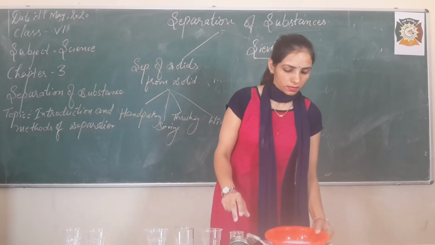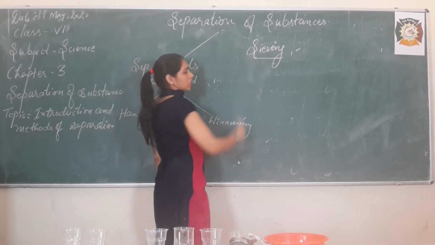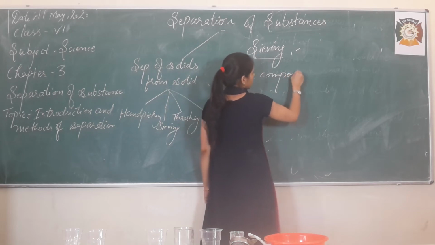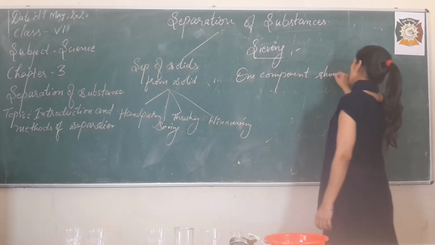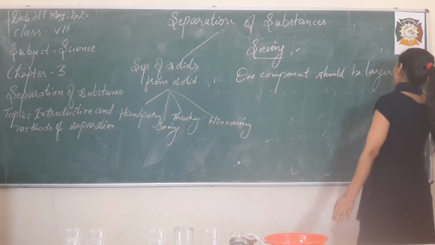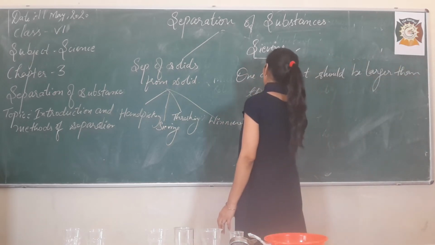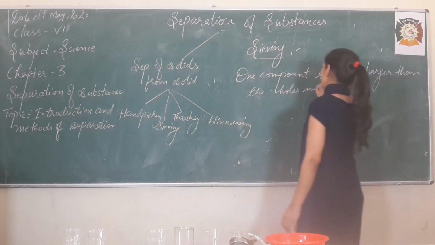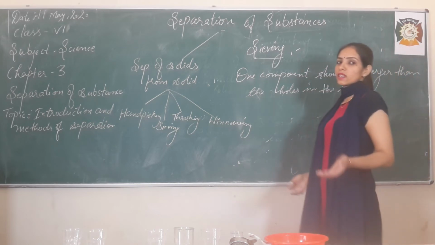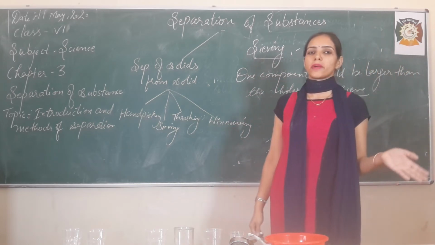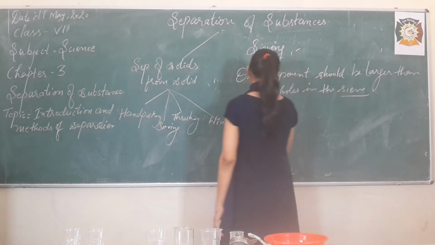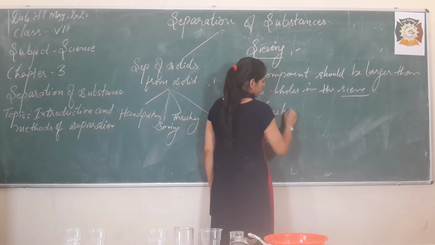So what is the condition for the sieving method? One component should be larger than the holes in the sieve, right? So that it may remain left behind and can be separated out. Right? So our next method is threshing. Next is threshing.